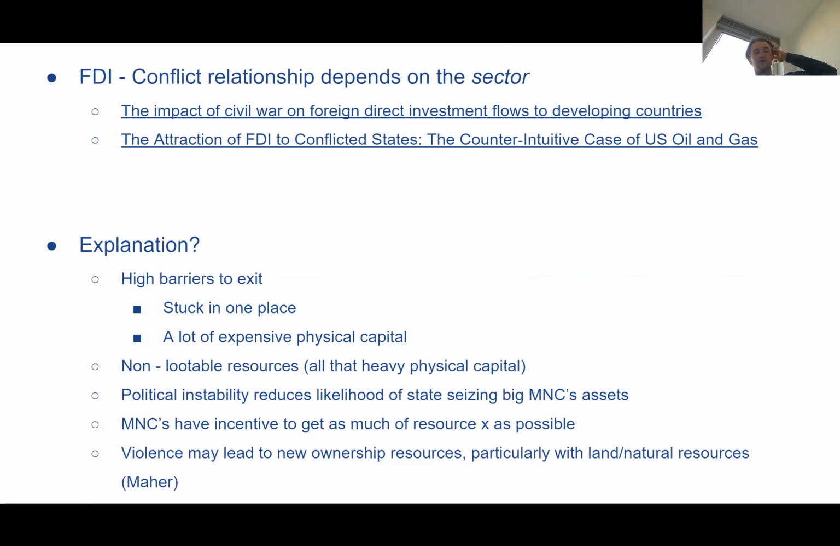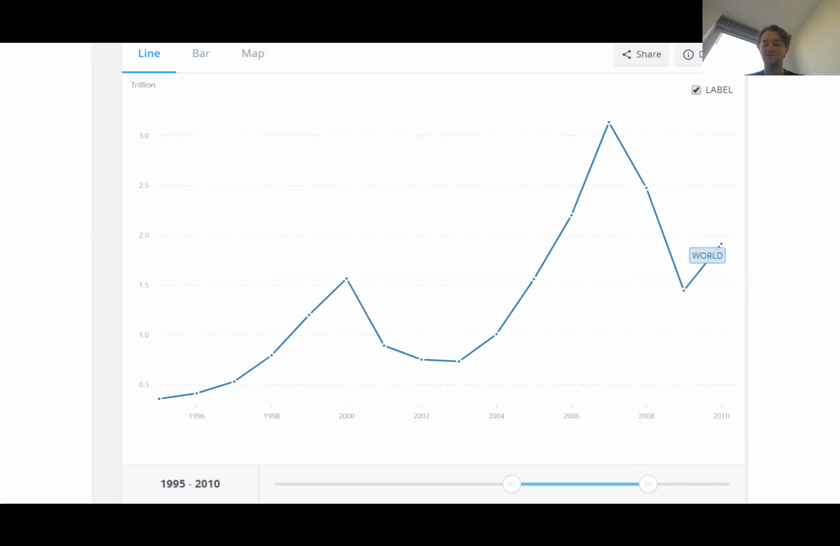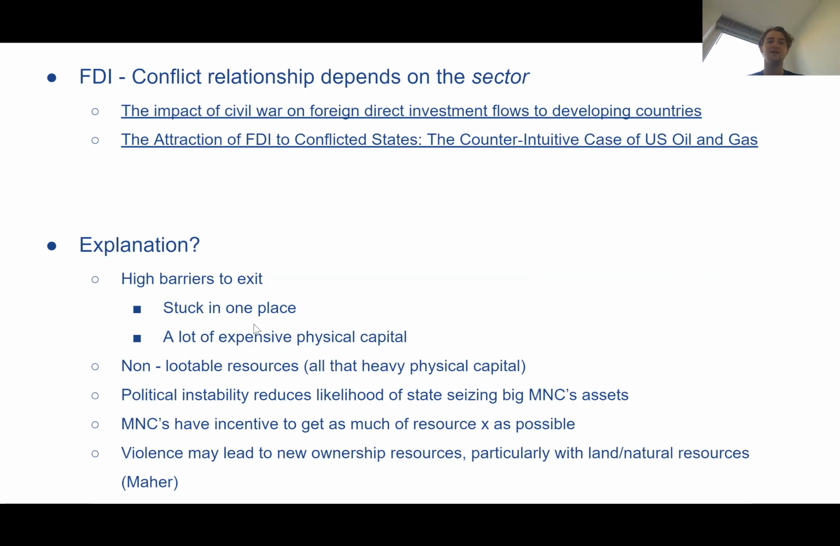And to explain this, in these big primary sector industries, you have high barriers to exit. A lot of the time you're bound by geography or natural resources, and you're stuck in one place, and you have a lot of expensive physical capital that is pretty hard to move. You can't just ship it from A to B like that. At the same time, this heavy physical capital is non-lootable, so it's more protected than other business assets, and so there's less of a risk of rebel groups or militias seizing these assets.